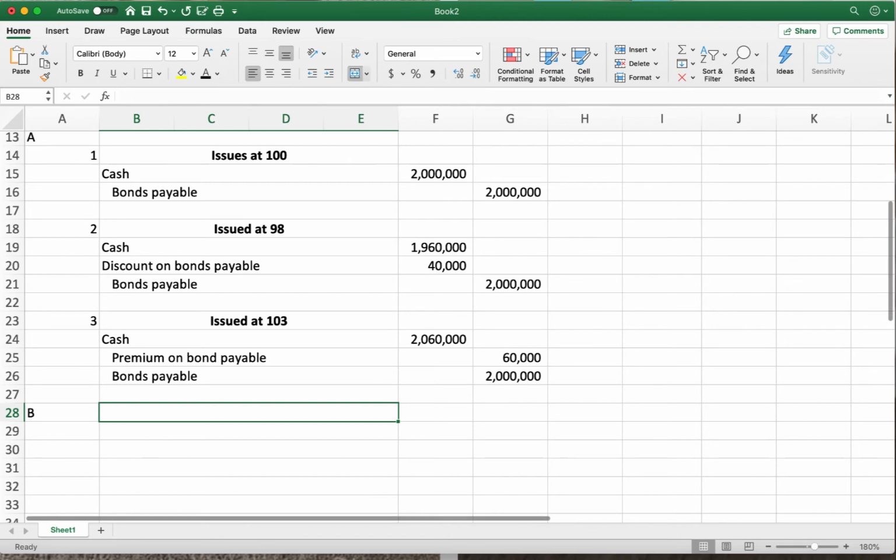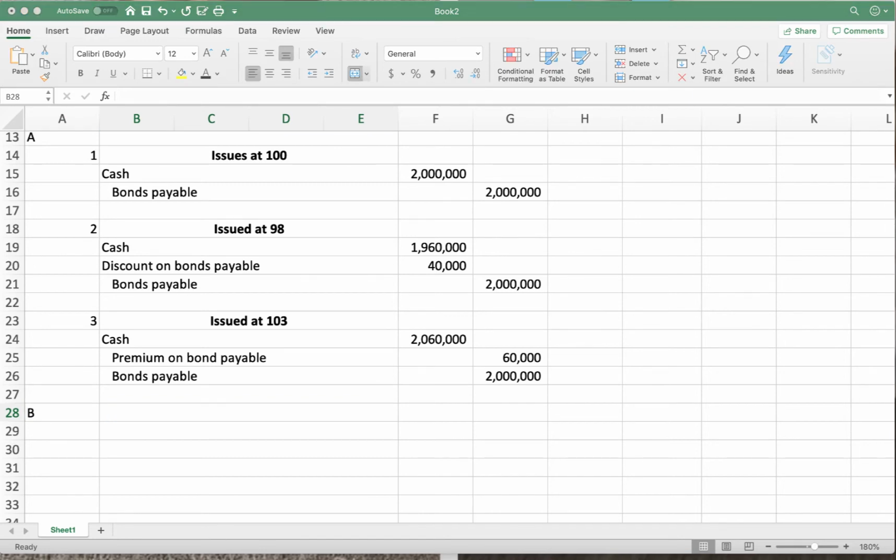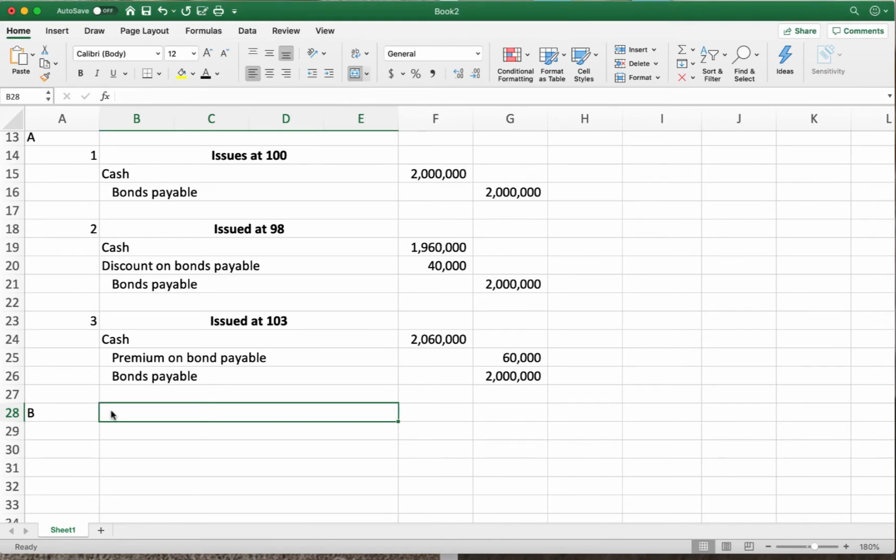Now, let's look at the redemption, and this is part B. Part B says, prepare the journal entry to record the redemption of the bonds at maturity, assuming the bonds were issued at 100%. So the bonds were issued at 100%. Okay, super easy. We're paying cash. We're getting rid of our payable. I need to debit bonds payable. And I need to credit cash. Okay. For how much? Well, the face amount, $2 million.